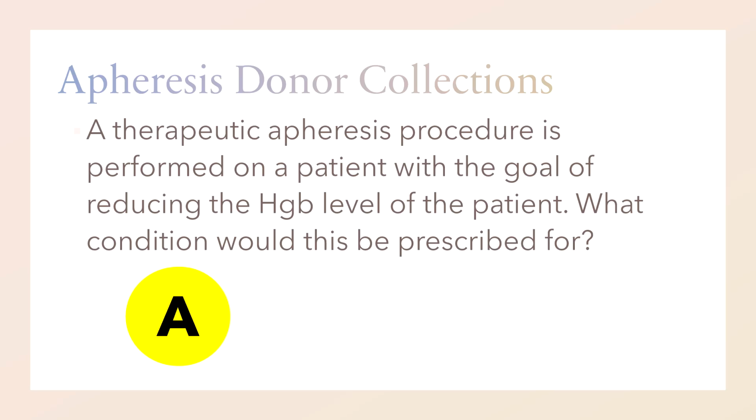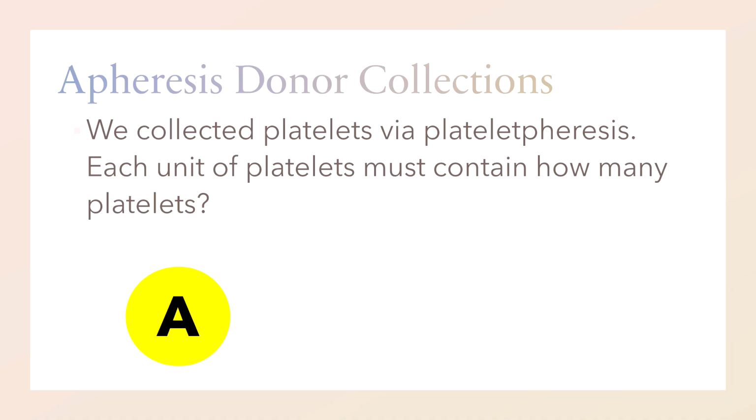A therapeutic apheresis procedure is performed on a patient with the goal of reducing the hemoglobin level of the patient. What condition would this be prescribed for? Hemochromatosis. We collected platelets via plateletpheresis. Each unit of platelets must contain how many platelets? Greater than 3 times 10 to the 11th platelets.